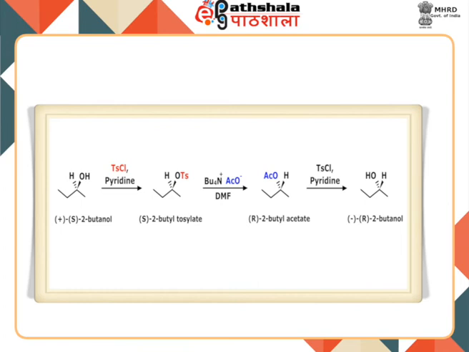But further on, when this S 2-butyl tosylate is reacted with tetrabutyl ammonium acetate in the presence of DMF, then this OTs is getting replaced with OAc. So, this OAc minus will attack as a nucleophile from the backside, and at this stage the Sn2 mechanism is happening, and you can notice from S you are getting R 2-butyl acetate, and further on this OAc can be hydrolyzed, and you will get OH in its place.